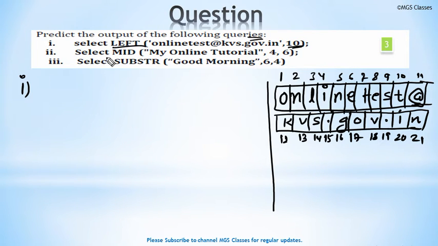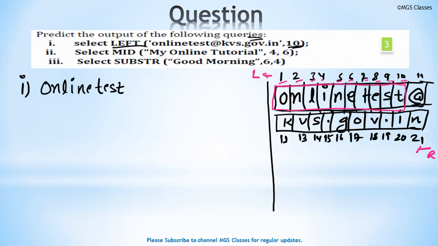What does the left function do? The left function will fetch the leftmost 10 characters. So you need to count the 10 characters from the left side. So this is the left side and this is the right side. On the left side we need to fetch 10 characters. So 1 2 3 4 5 6 7 8 9 10. So the leftmost 10 characters will be these, online test. So its output will be what? Online test. So you need to write like this in the answer. You can do the rough work here.